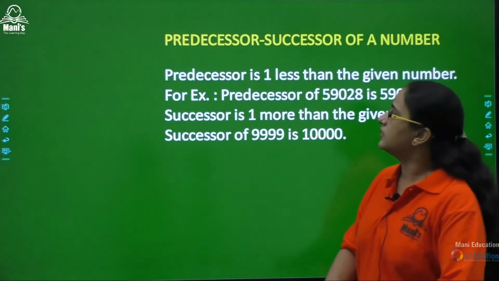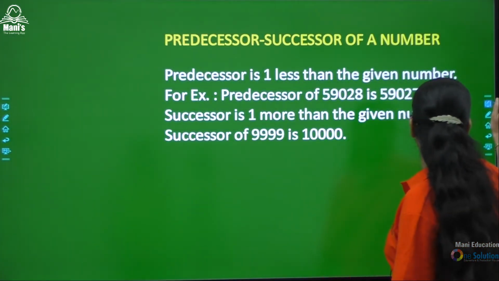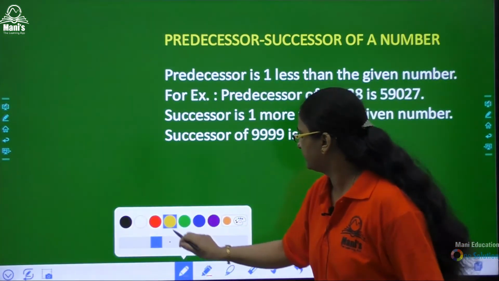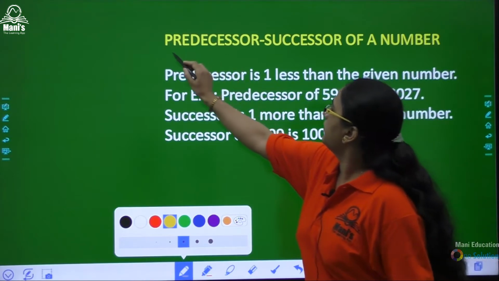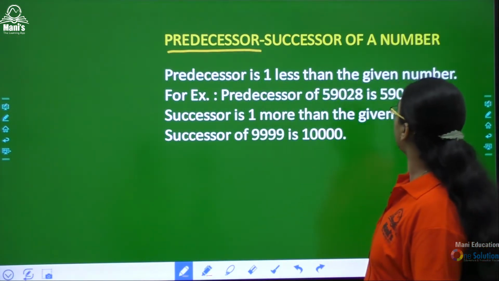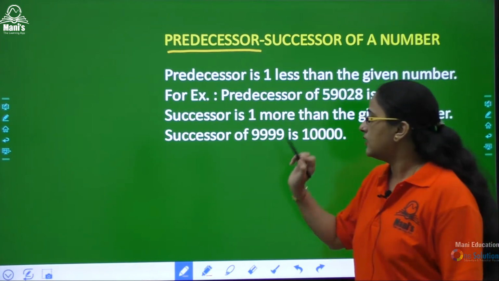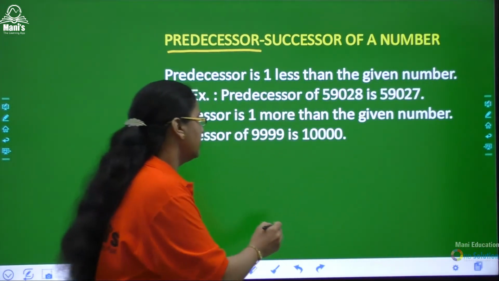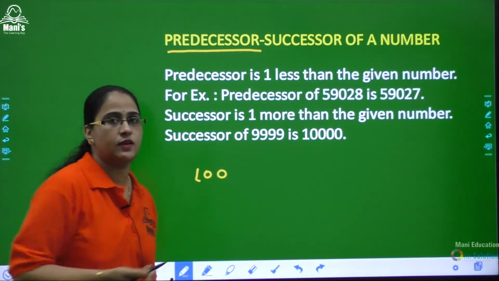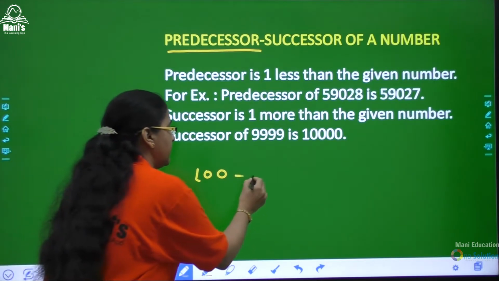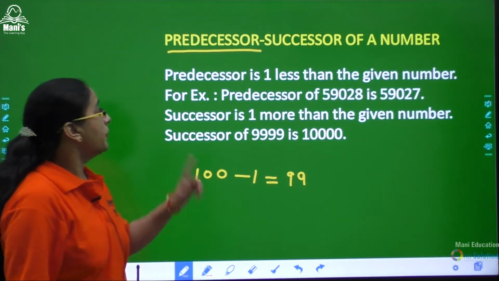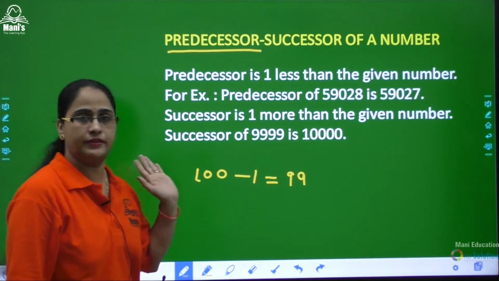Now in this chapter, first of all we will discuss the predecessor and successor of a number. Predecessor. What does predecessor mean? The number that is 1 less than the given number is the predecessor. Suppose I write the number 100 and I have to write its predecessor. I subtract 1 and I get 99. This is the predecessor of 100.